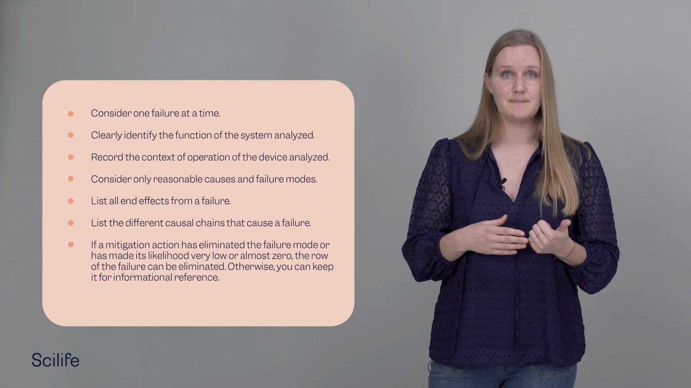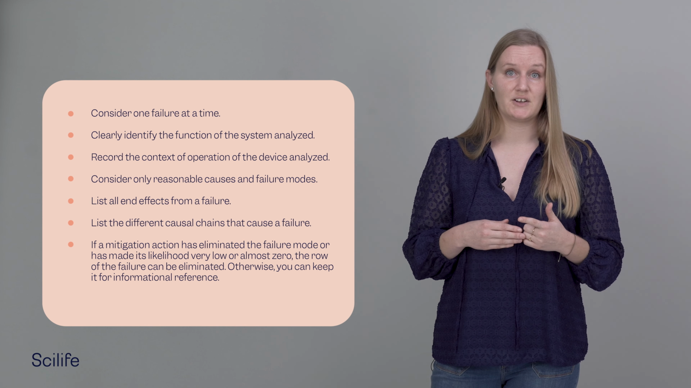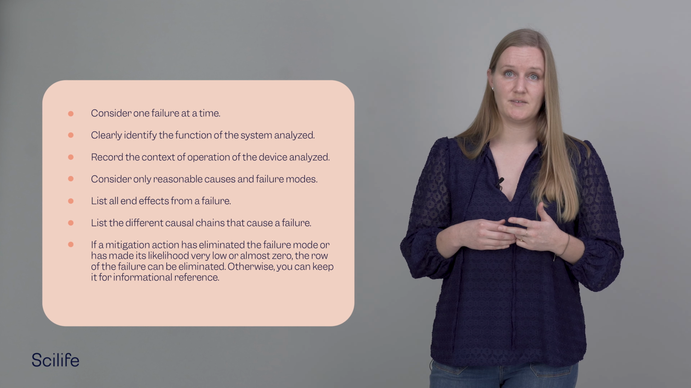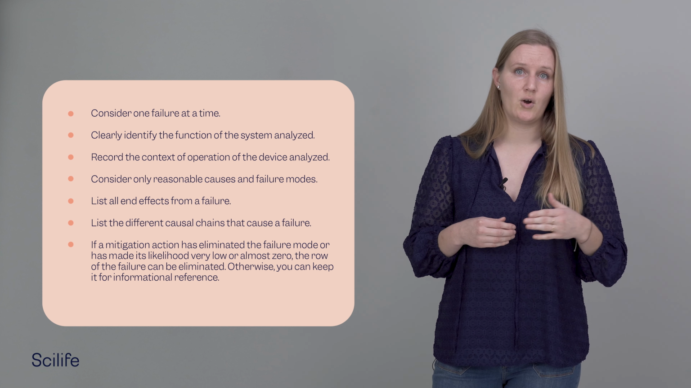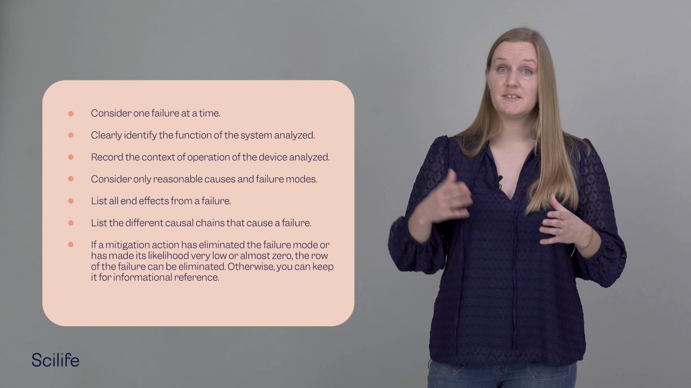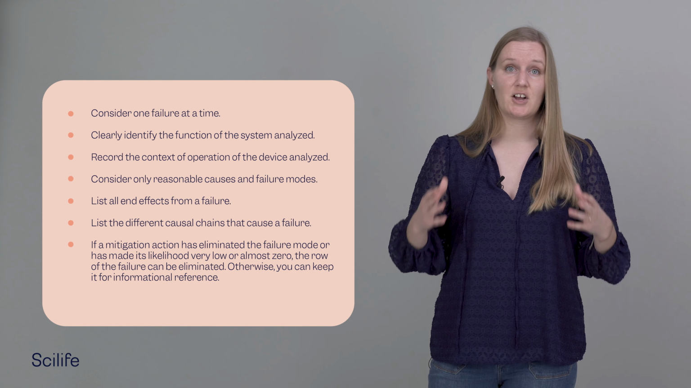There are some rules that the FMEA team needs to consider in the process to ensure the session is efficient and productive. Consider one failure at a time, clearly identify the function of the system analyzed, record the context of operation of the device analyzed, consider only reasonable causes and failure modes, list all end effects from a failure, list the different causal chains that cause a failure.